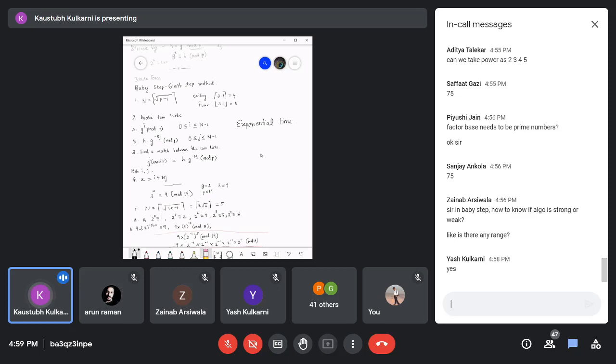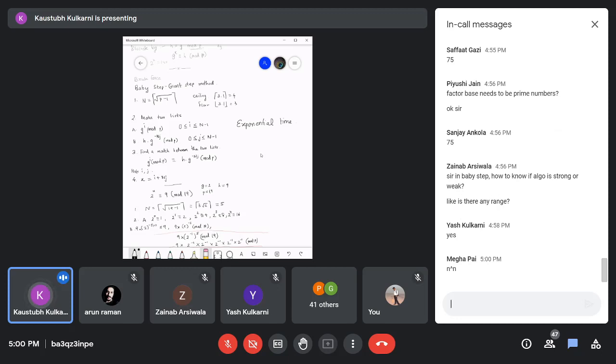Exponential means that there is polynomial time and there is exponential time. In general, polynomial time means it is a polynomial in n.